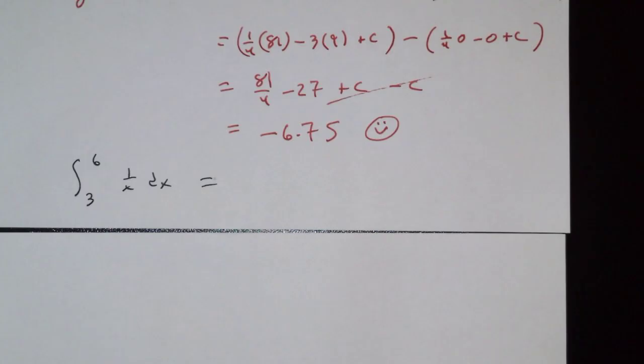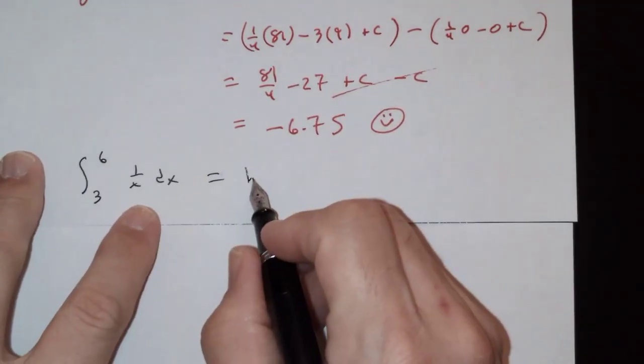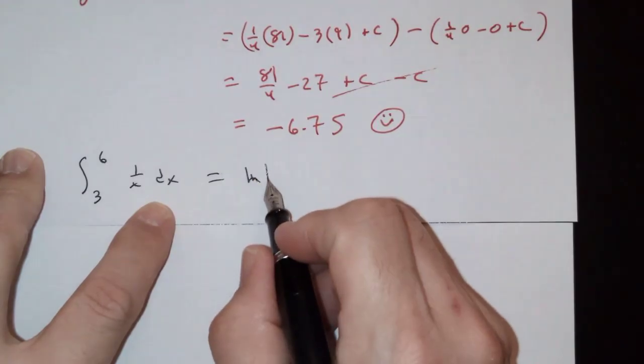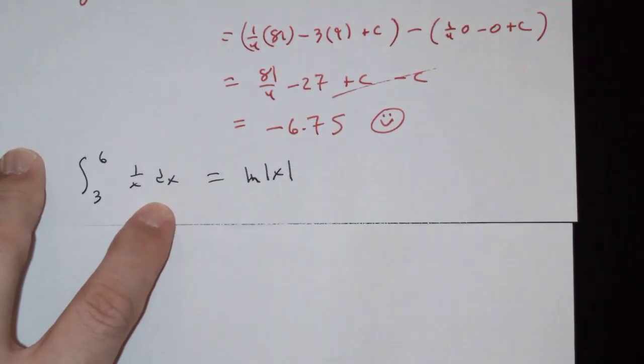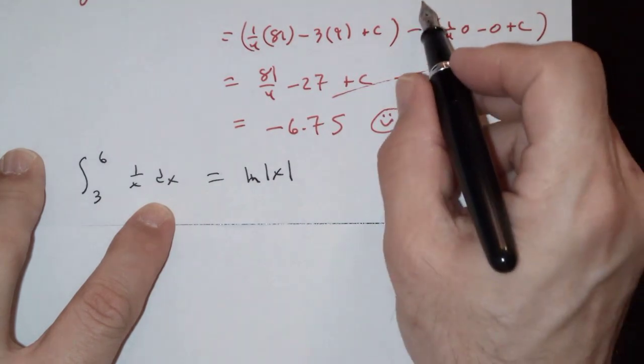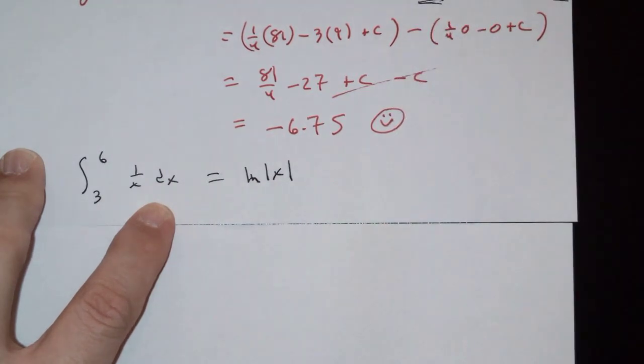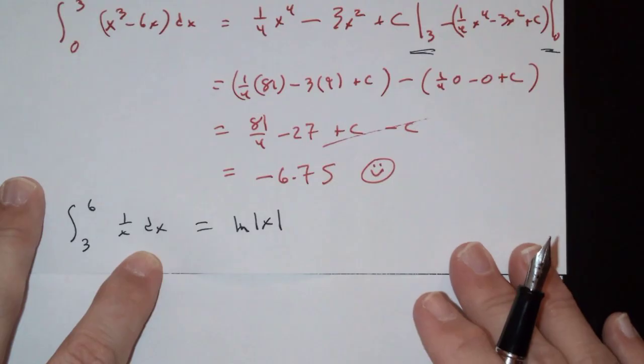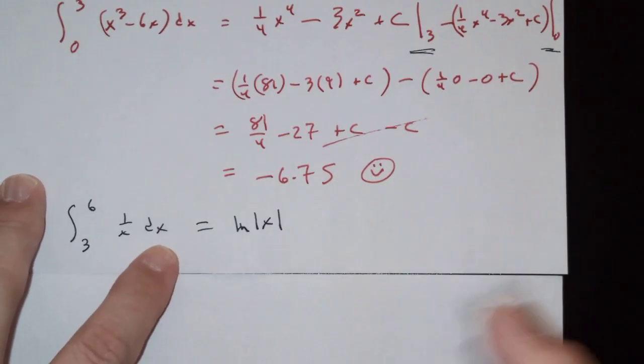What's the antiderivative? 1 over x dx. This is my special case. This is the ln of the absolute value of x. Now, I'm going to shortcut this notation. Instead of writing this twice, I'm going to write it once.